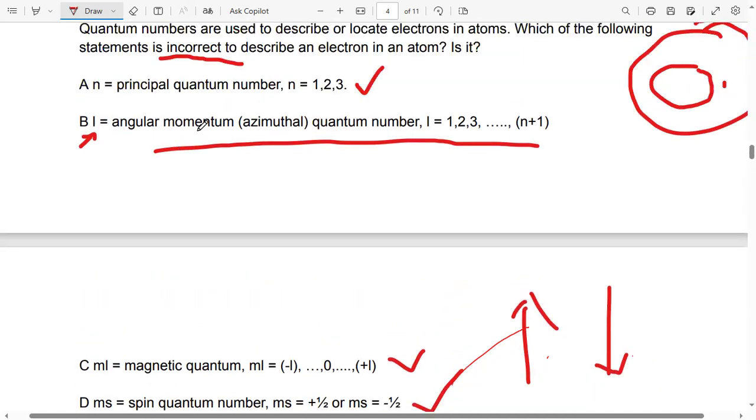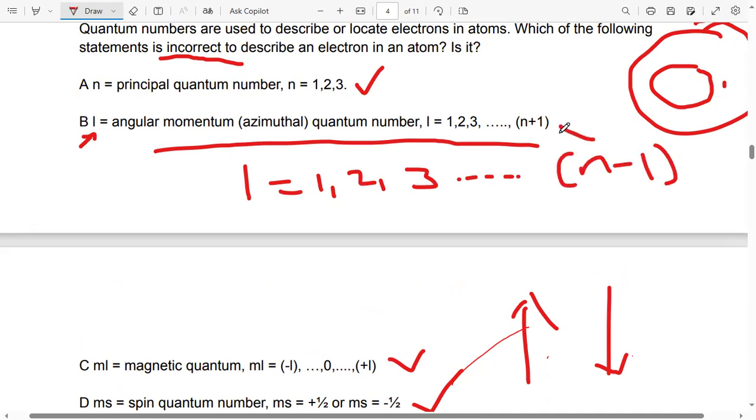Now, when we come back to this angular momentum quantum number, it is defined by l equals 1, 2, 3, all the way to n minus 1, and not n plus 1. So this n plus 1 is the thing that is making this statement incorrect. By definition, you have to know that it's from 1, 2, 3, all the way to n minus 1.